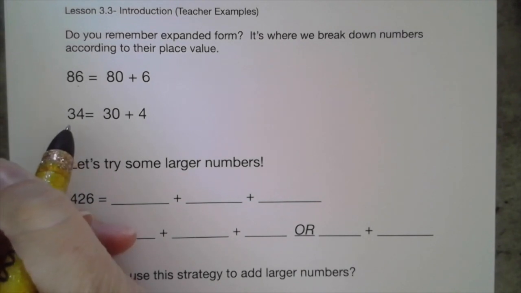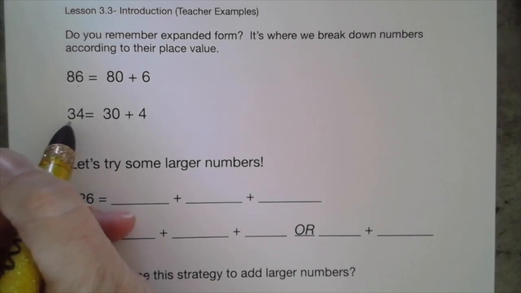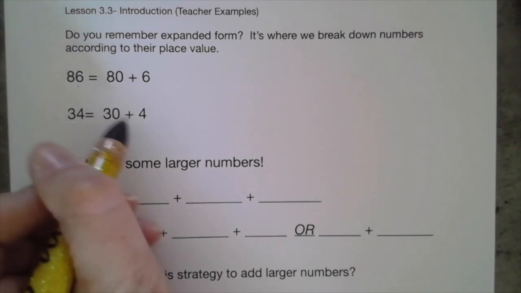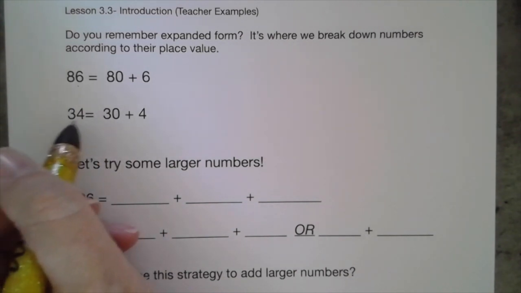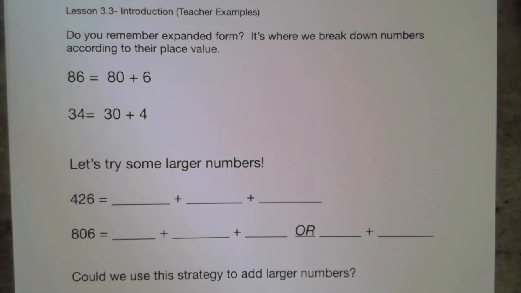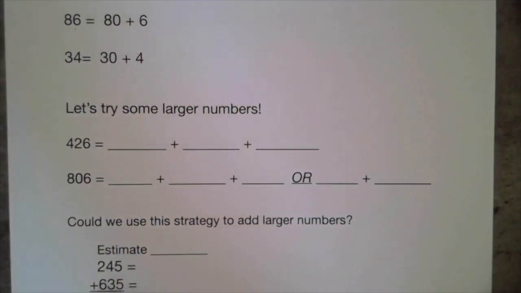So 34 is the next number. This 3 tens has a value of 30, and 4 ones has a value of 4. So 34 in expanded form is 30 plus 4. You guys are very good at this. Let's look at some bigger numbers.